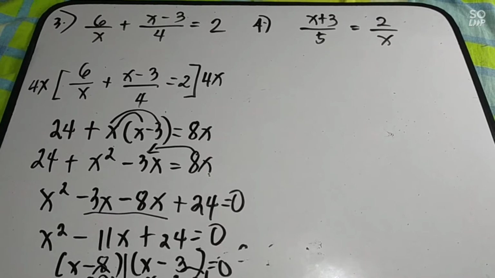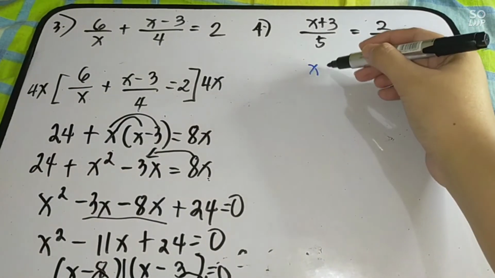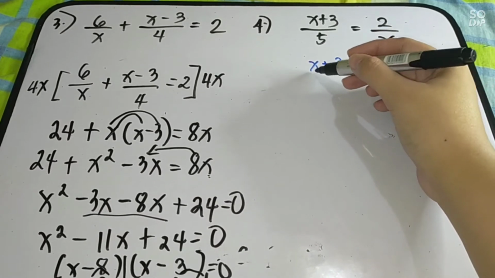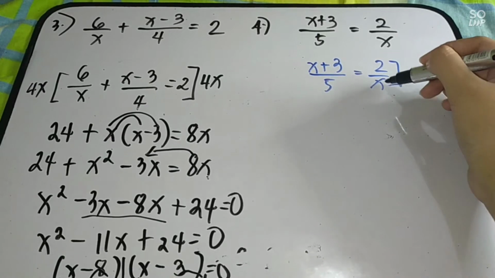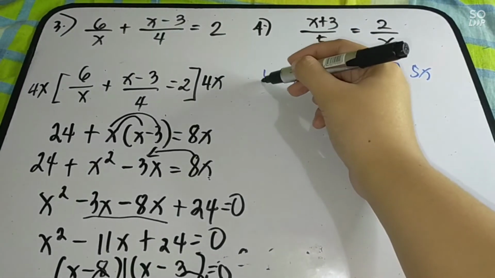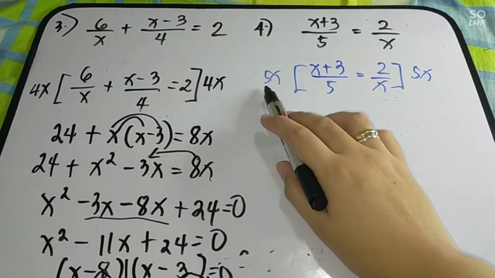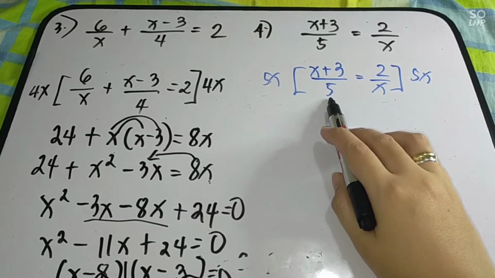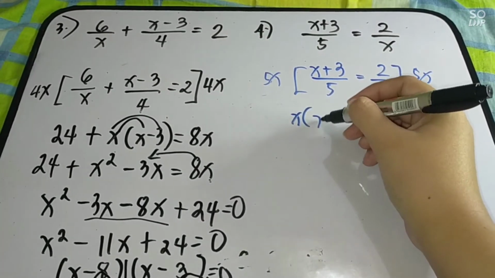Sa number 4, rational pa rin. So, since rational pa rin, LCD pa rin yung gagamitin natin. X plus 3 over 5 is equals to 2 over x. So, we are going to multiply it by its LCD, which is 5x. Para lang kuhanin si LCD, multiply nyo lang yung denominator niya. So, 5x divided by 5. So, ang matitira ay si x. So, yung x, imumultiply natin kay x plus 3.